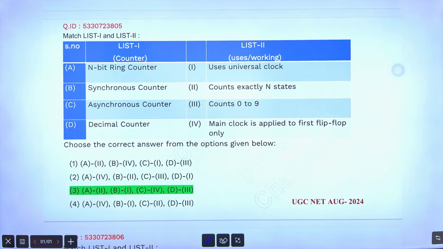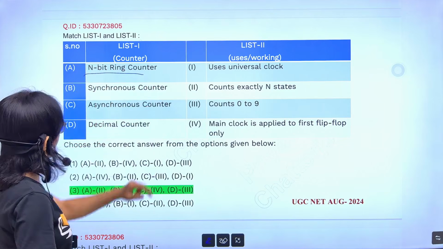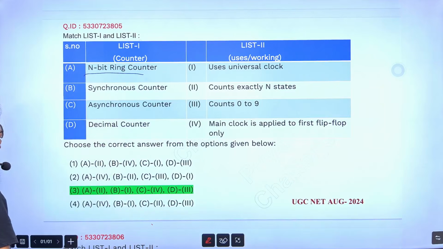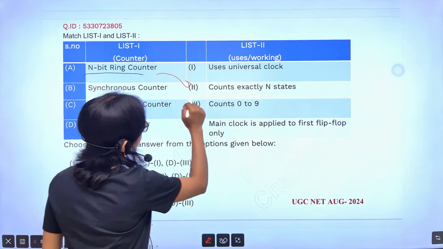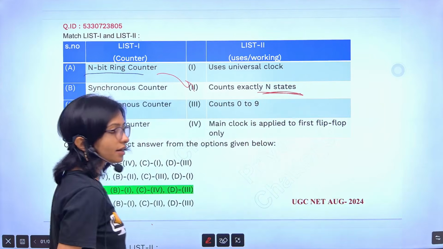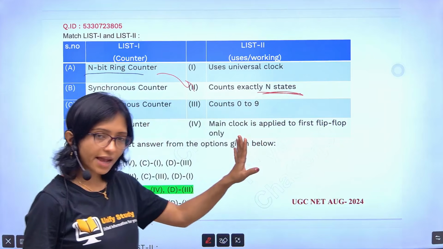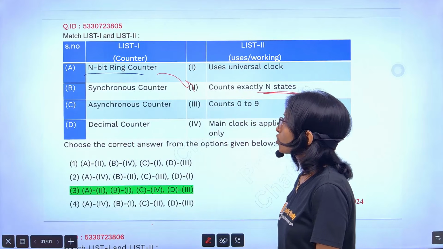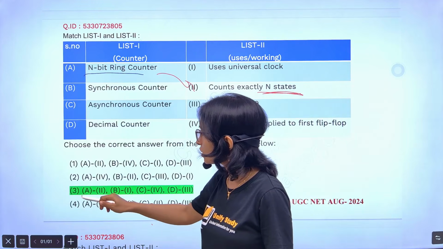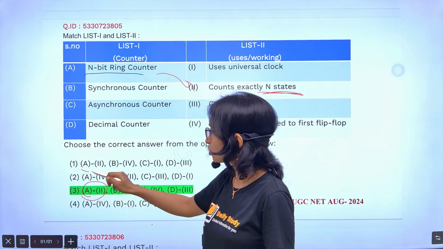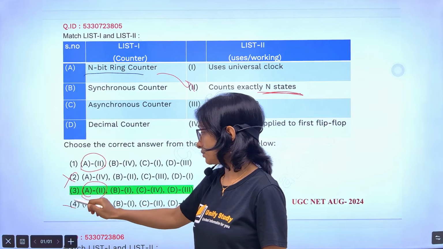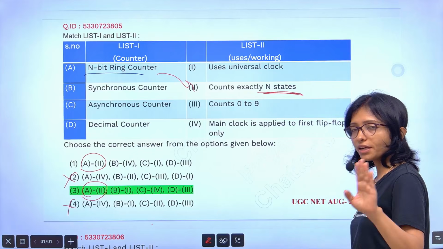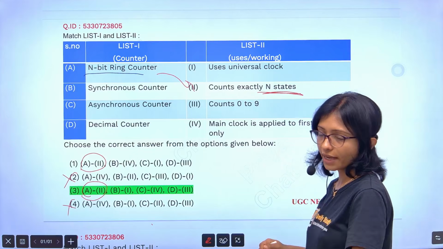So here n-bit ring counter, as it is a ring counter. Ring counter means counting exactly n states only. That's why the name is n-bit n-counter. So 1 is with A, 1 is with 2. So 1 is with 2, here also, here also. I can eliminate. This is the way of matching questions. Whenever I am able to find out, then and there I will eliminate.